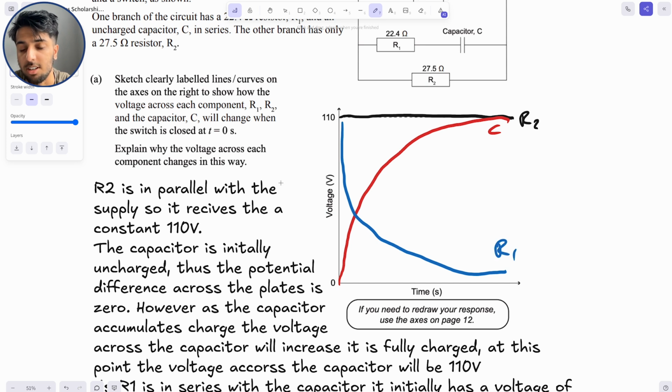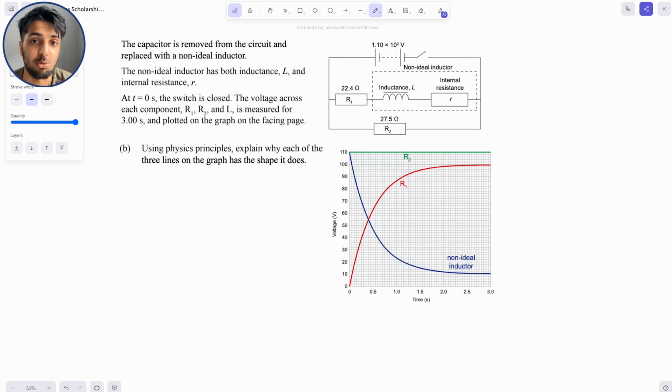That's good enough. That's R1. You get the idea. So the capacitor is removed from the circuit and replaced with a non-ideal inductor. The non-ideal inductor has both inductance and an internal resistance of R. At t equals 0, the switch is closed, and the voltage on each component, R1, R2, and L, is measured for 3 seconds and plotted against the graph, as you can see there.